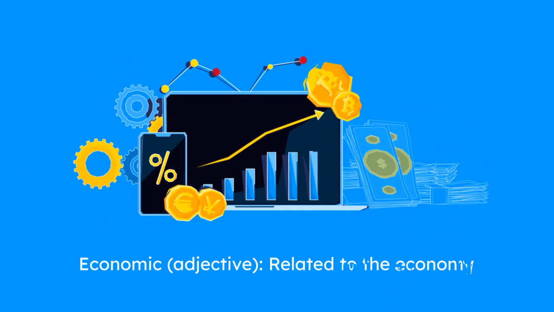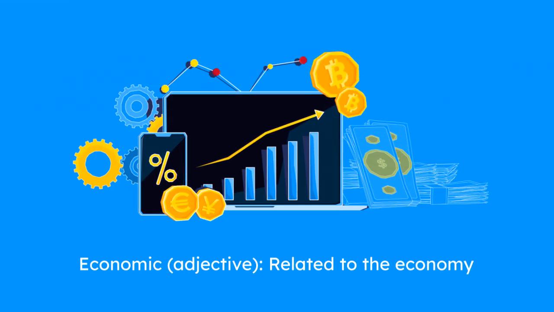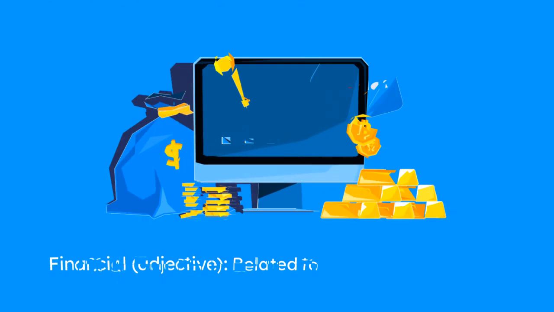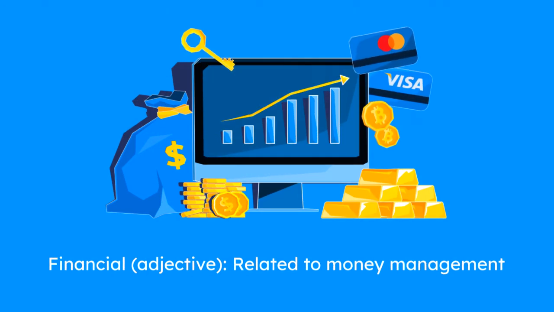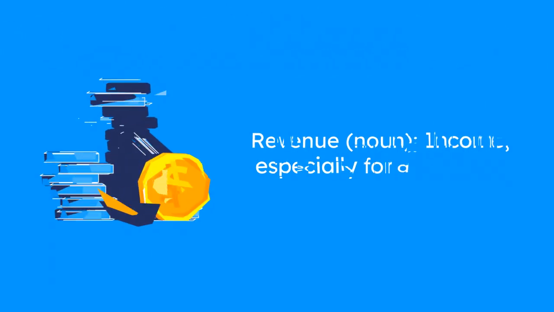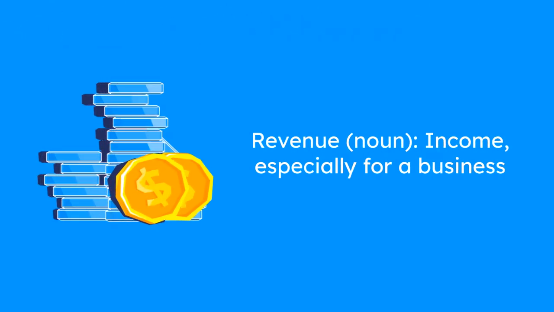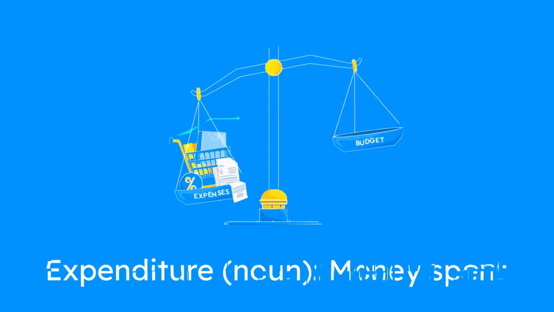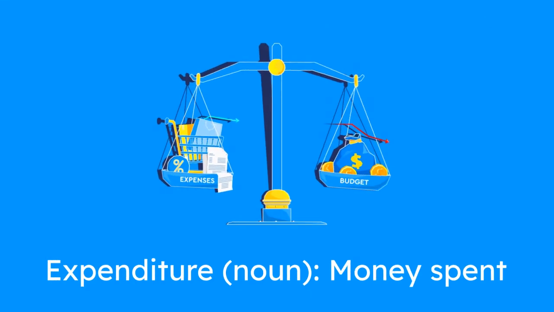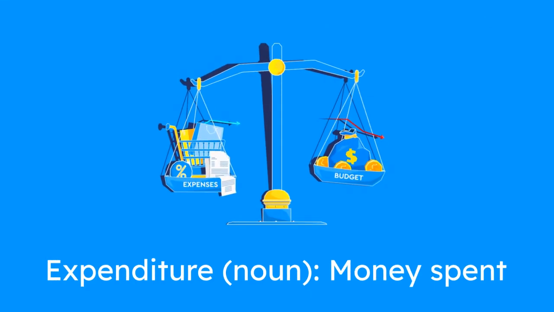Economic, adjective, related to the economy. Example: economic growth is a priority for the government. Financial, adjective, related to money management. Example: she's facing financial difficulties. Revenue, noun, income, especially for a business. Example: the company's revenue grew last year. Expenditure, noun, money spent. Example: we need to cut unnecessary expenditures.